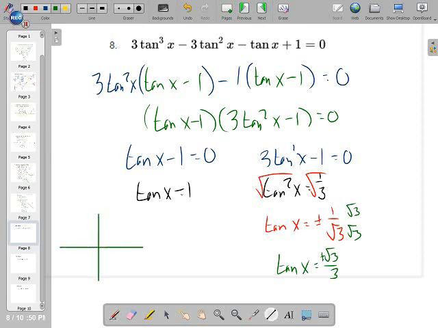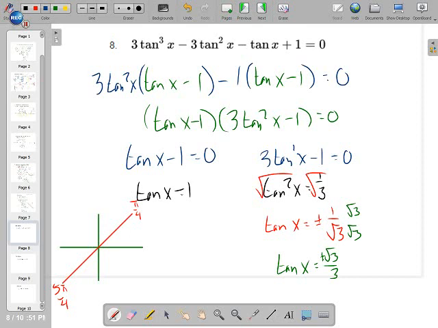Tangent is 1 when you have a 45-degree reference angle and you're in the first or third quadrant. Tangent's positive here and here. So 45-degree reference angles are pi over 4 and 5 pi over 4. So that's right here. This is pi over 4 and 5 pi over 4. Or plus or minus radical 3 over 3.